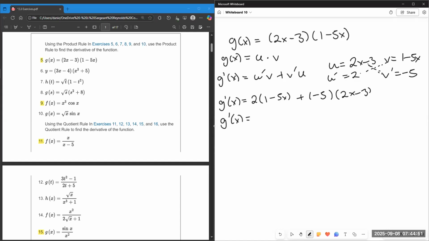So 2 times 1 is 2. 2 times -5x is -10x. -5 times 2x is -10x. -5 times -3 is +15. So g prime is 15 plus 2 is 17 minus 20x. So that was all number 5. We'll be able to go a little faster with the next problem because I won't have to do as much explanation of the product rule next time.